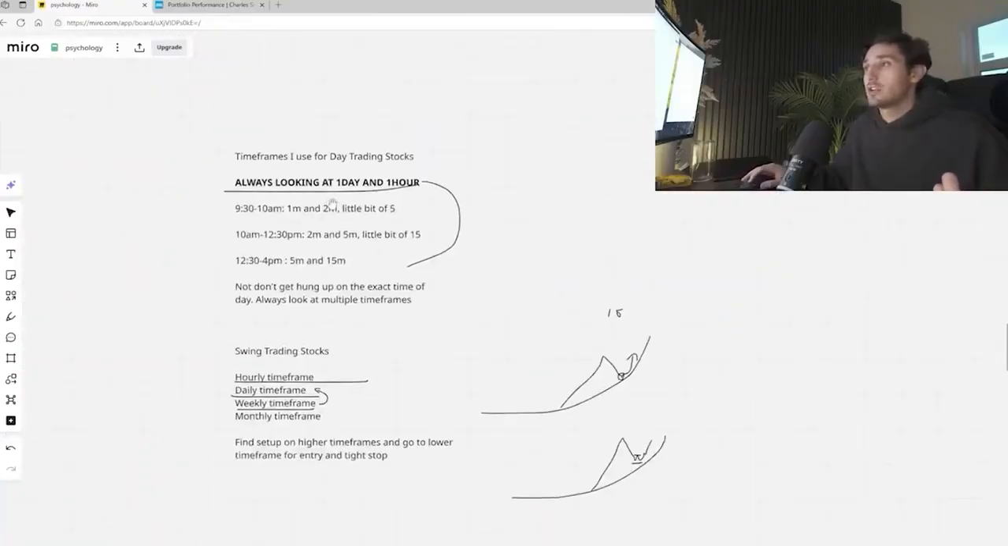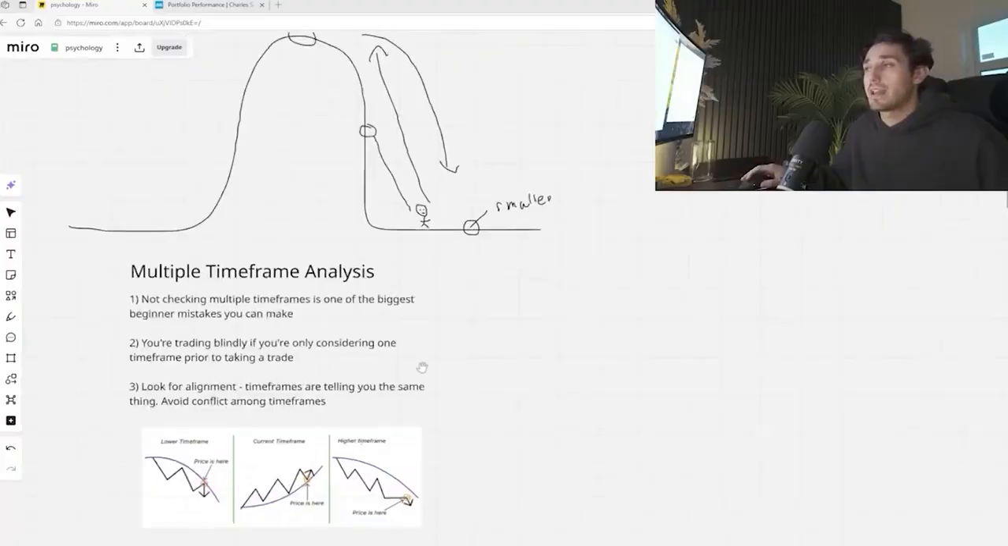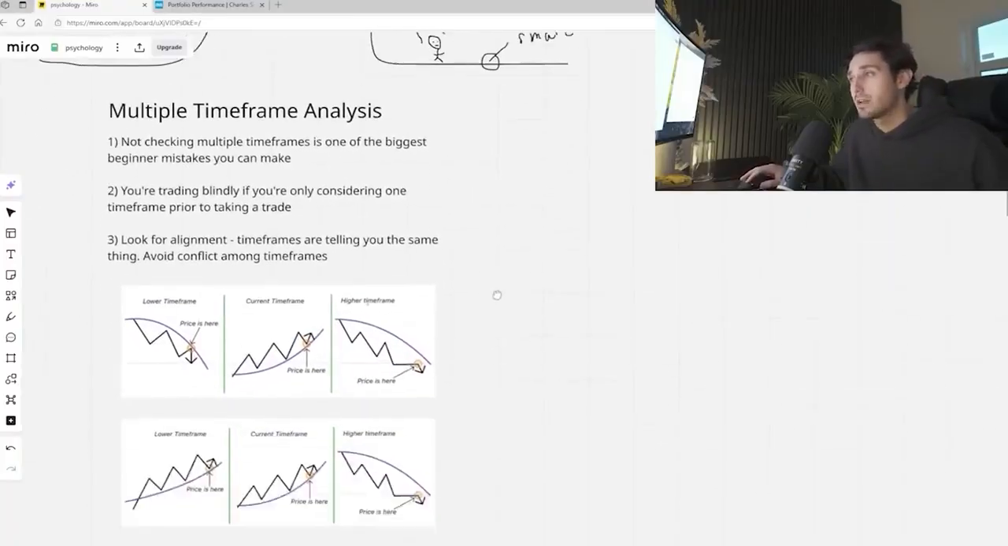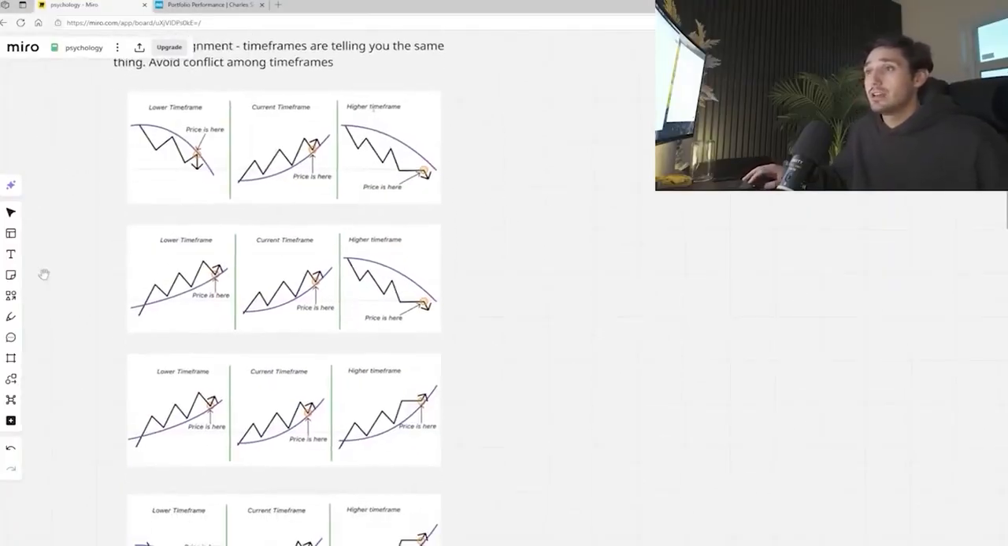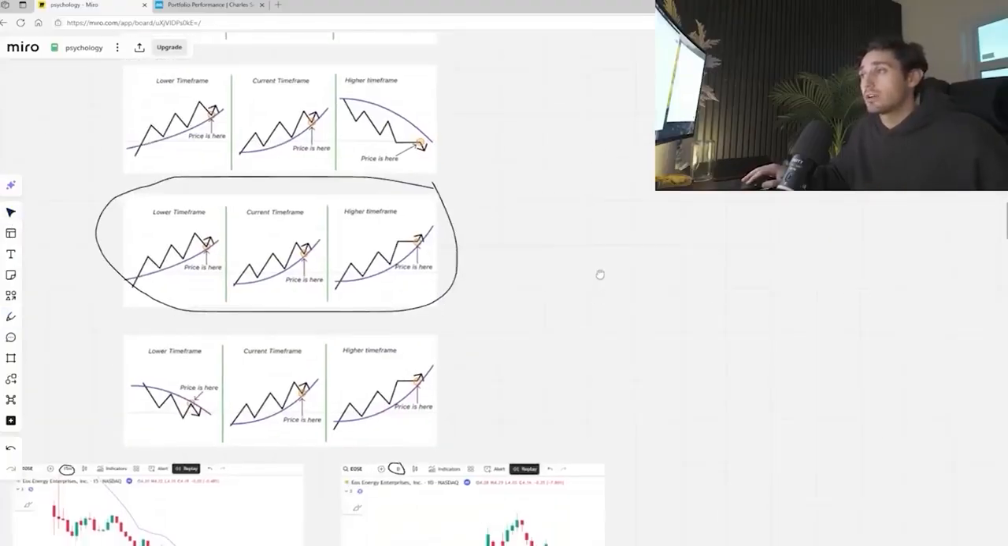And these are the time frames that I use in my trading. And it's all about just using multiple time frame analysis and always looking for alignment. Ideally, you want most of your trades, 80% of your trades, to look like this. Lower time frame is in sync, current time frame is in sync, higher time frame is in sync, everything looks good. There are multiple qualities that are converging together to make it a high probability setup, and you're probably going to make money most of the time trading this quality of a trade.